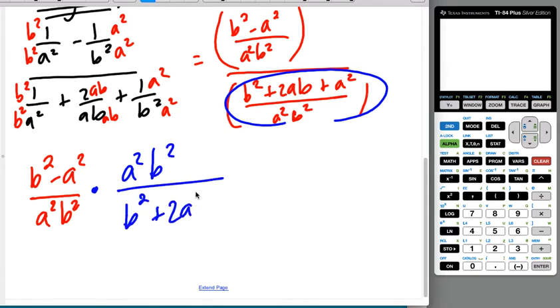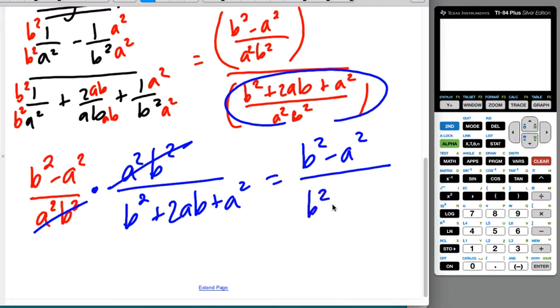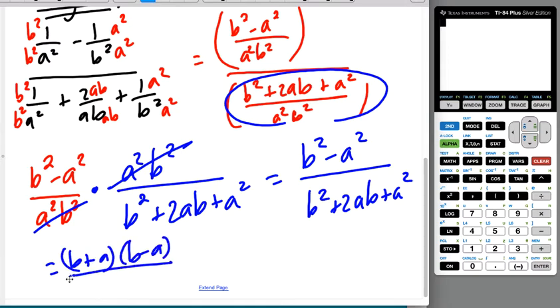What you might have noticed at some point is that I'm ending up in the same place I started originally, because since this is all multiplication, I'm getting this b squared minus a squared on top of this perfect square trinomial, and then it's going to factor the same, right? This is still going to be b plus a times b minus a. On the bottom, it's going to be a b plus a times another b plus a. One of them cancels, and I get the same answer.